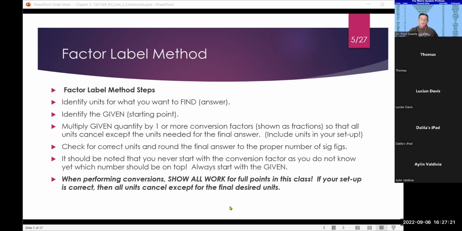Now, at times you'll be asked to show your work. Well, what we mean by that is the following. You may have some problem where you set up all these conversion factors to get your answer, whatever the answer would be. Okay, you're multiplying by some number and you're doing all this. That is showing your work.